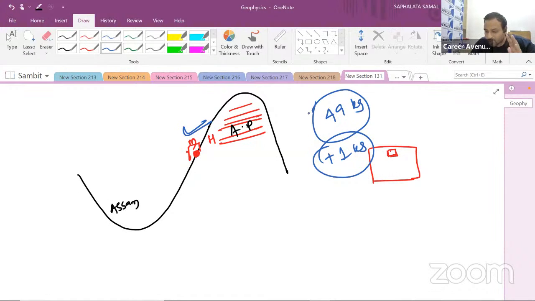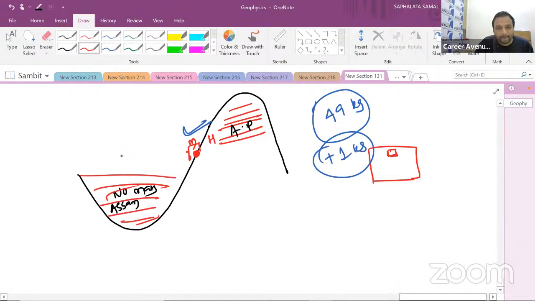Clear now? Understood, Lakshmi, this part. Similarly, here suppose there is no mass. It is completely a valley. No mass in this place. Due to this lack of mass, the g I would have got over here is less. If I fill this area completely, now my g value will be corrected.